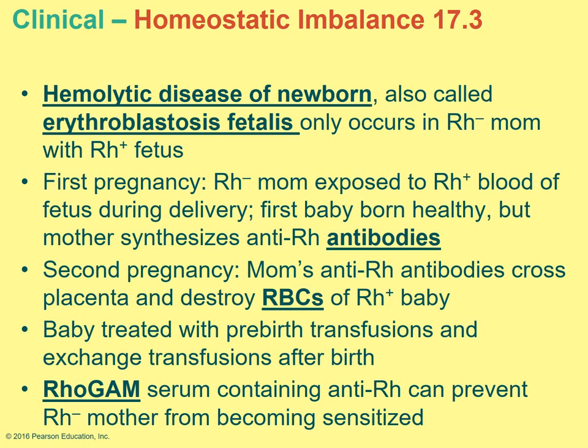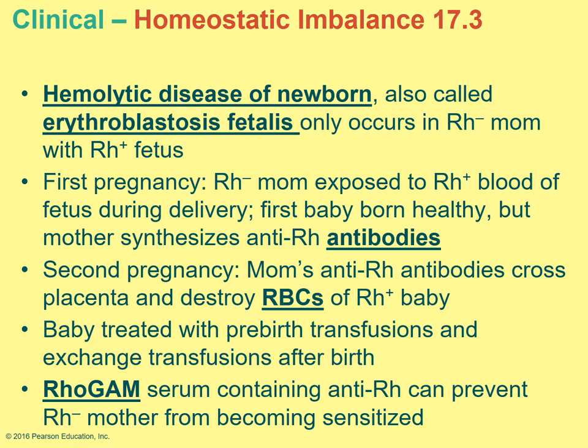So what happens is that in a second pregnancy, the blood does not mix between the mom and the baby, but antibodies are small enough they can cross the placental barrier. And what happens is the mother's anti-Rh antibodies cross the placenta into the developing baby, and they destroy the red blood cells of the developing baby. Now, how are you going to treat this? Theoretically, the baby can be treated with transfusions prior to birth while she's still in utero, and then also after birth.